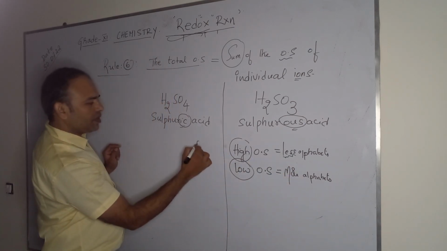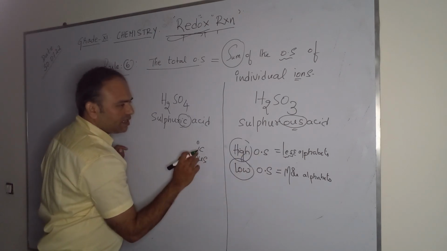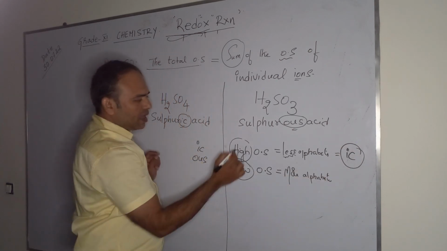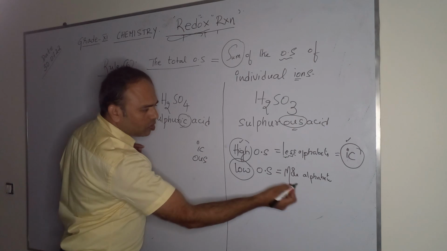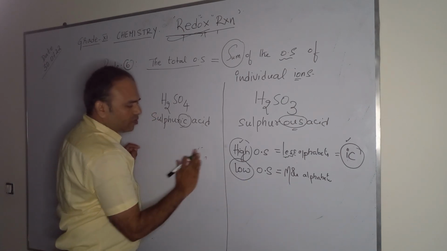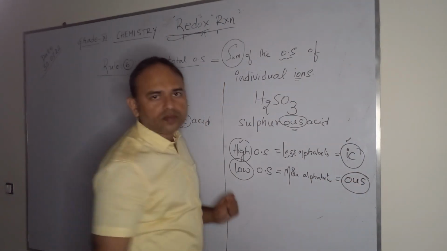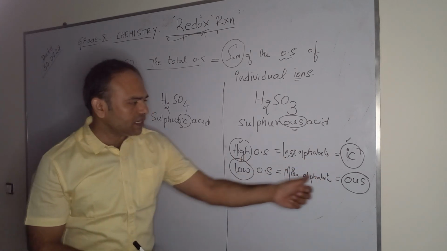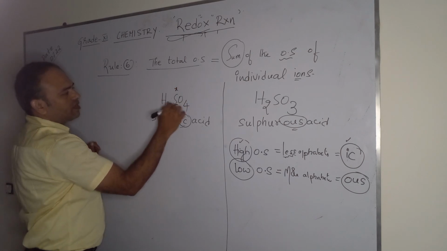Between ic and us, where you have fewer alphabets in the ic, hence what you will do? You will use the ic. That means high oxidation state, ic. Next, low oxidation state, more alphabets, 1, 2, 3. Therefore you will write us. Hope you are able to understand here. High oxidation state ic, low oxidation state us. Keeping that in mind, let us calculate X for sulfur.